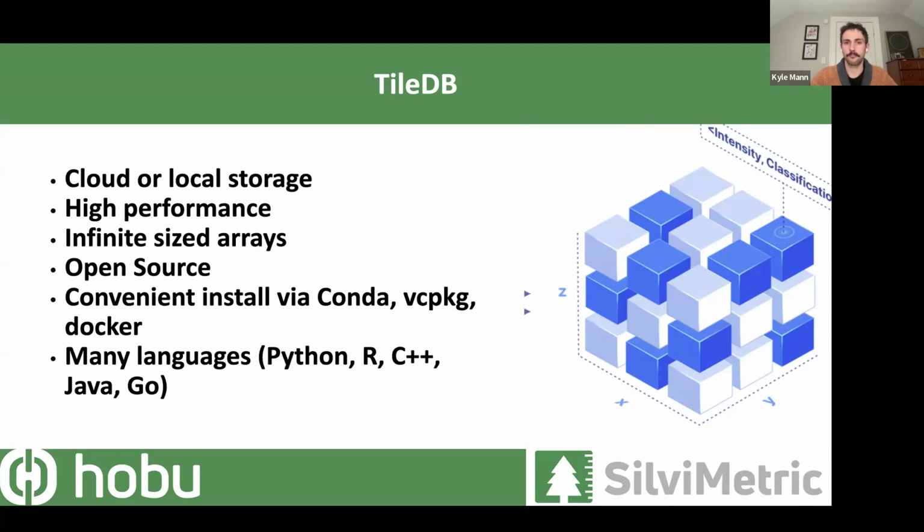TileDB comes from the genetics space. That's where it has grown up and cut its teeth, where they're doing really large, very high dimensional arrays, and they want to be able to segment and put those in the cloud. TileDB, the company, was working in the geospatial domain for a while, building up some capability there. And we're taking advantage of some of that capability with SilviMetric.